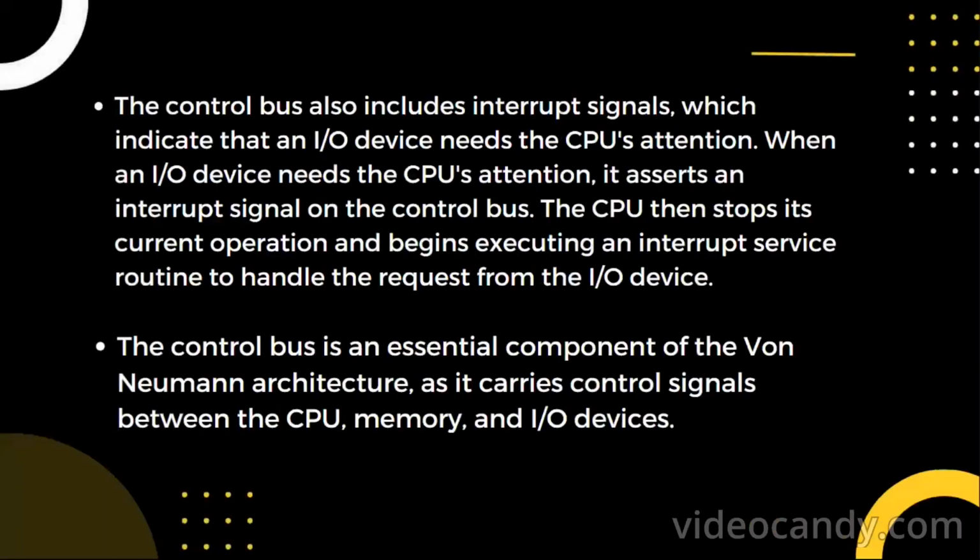The control bus also includes interrupt signals, which indicate that an input-output device needs the CPU's attention. When an input-output device needs the CPU's attention, it asserts an interrupt signal on the control bus. The CPU then stops its current operation and begins executing an interrupt service routine to handle the request from the input-output device. The control bus is an essential component of the von Neumann architecture as it carries control signals between the CPU, memory, and input-output devices.